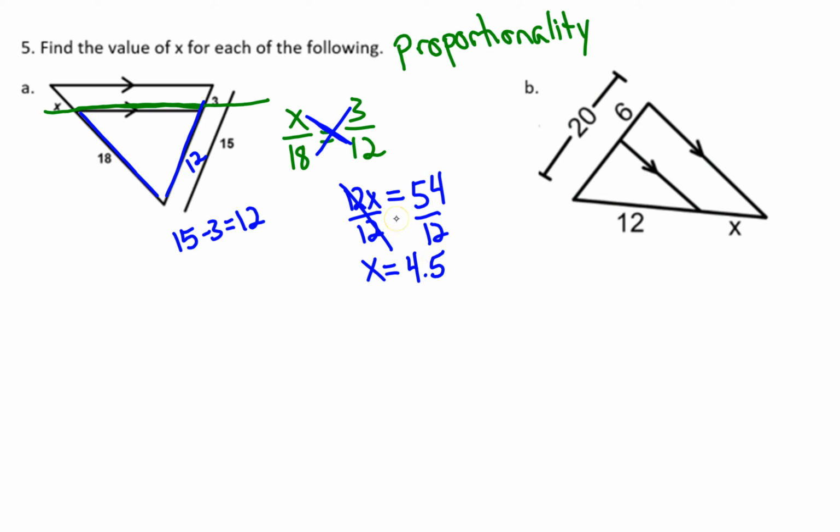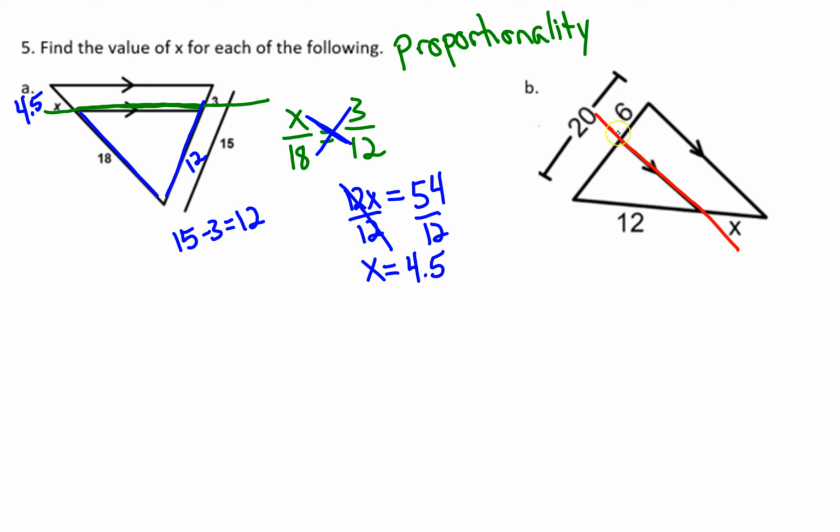Okay, so that means this value of x needs to be 4.5. That's it for that one. Okay, same property is going to apply for the next one, because again, all you have here is this parallel side in a triangle. So it's a line parallel to a side of the triangle.